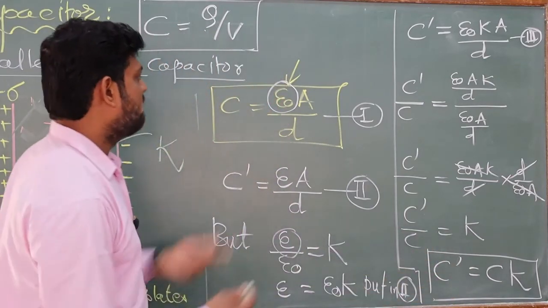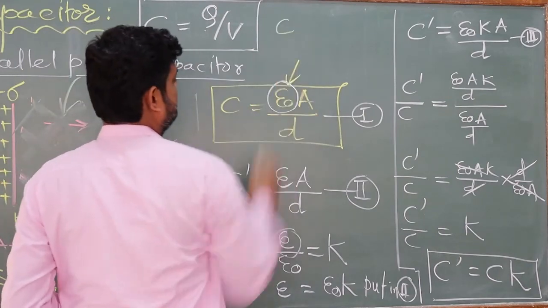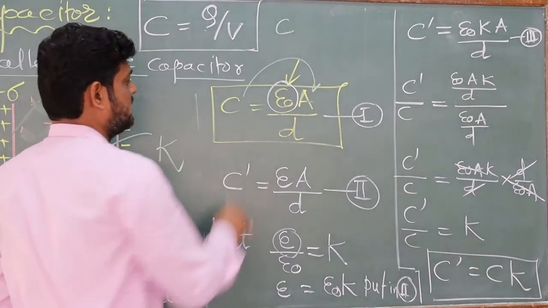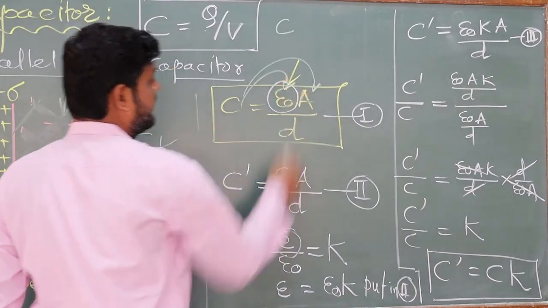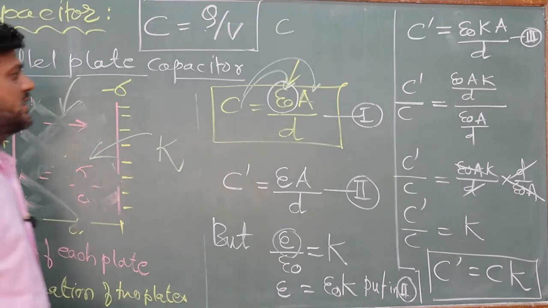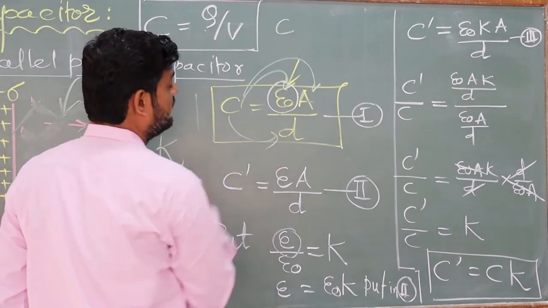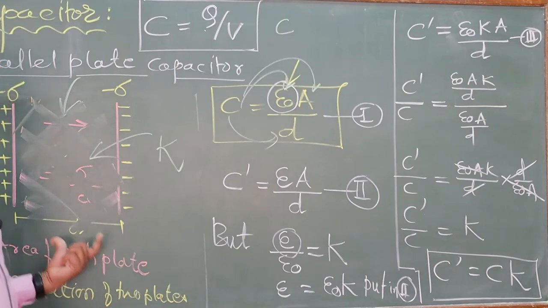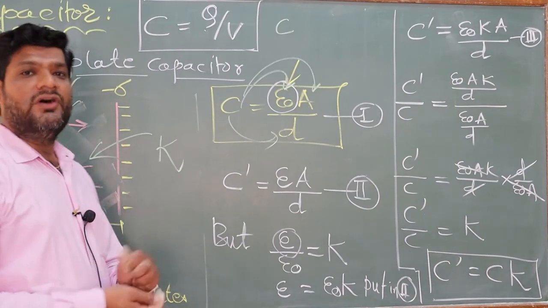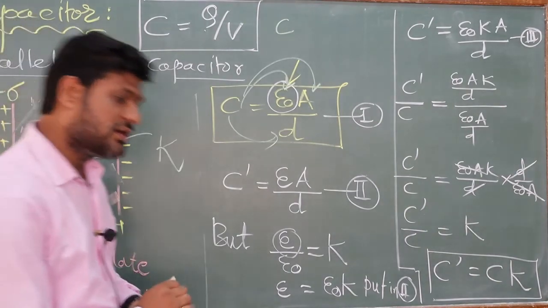From this we can also see that capacitance is directly proportional to the area of the plates, directly proportional to the dielectric constant of the medium between the two plates, and inversely proportional to the distance between the two plates. That also we can conclude from here. So this is all about the capacitance of the capacitor.